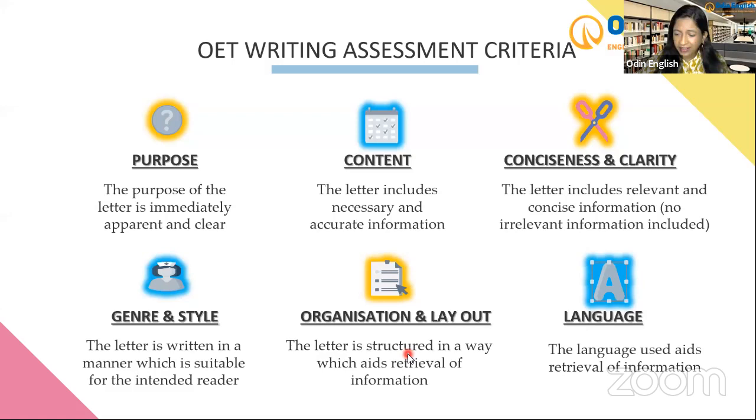Don't think that language is the only important thing. Each of these have the same weightage. So let's see what purposes: content, conciseness and clarity, genre and style, organization and layout, and language. So purpose, put in very simple words, what they look is that the purpose of the letter is immediately apparent and clear. So you are not writing for fun, you have a specific reason behind writing this letter. So when the reader looks at your letter, they should immediately understand why you have written this letter, and it should be very clear. Then you will get the score for purpose.